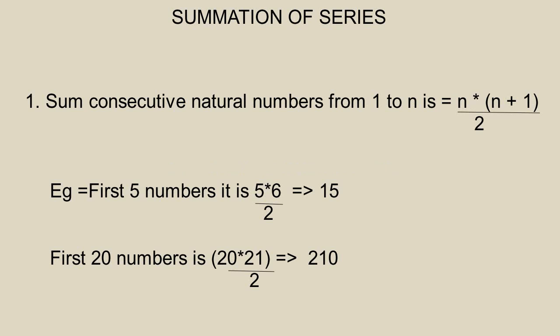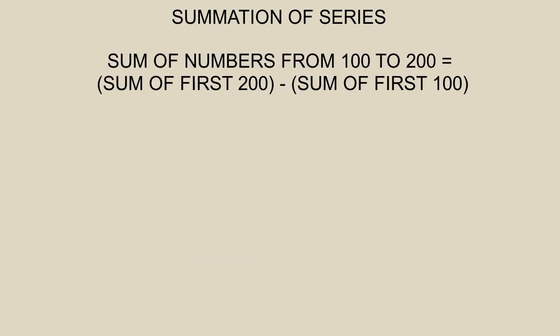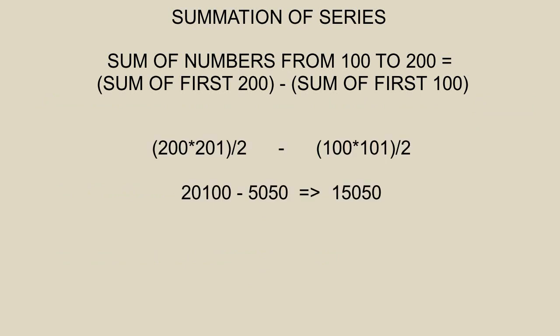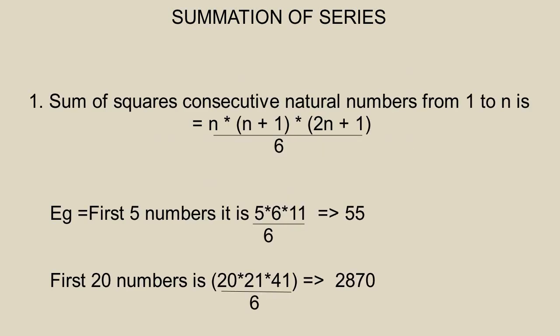So for the first 5 numbers it will be 15, for 20 it will be 210. If you want to find the sum of the numbers from 100 to 200, you basically find the sum of the first 200 numbers, subtract the sum of the first 100 numbers, and you're good to go. Pretty logical, right?